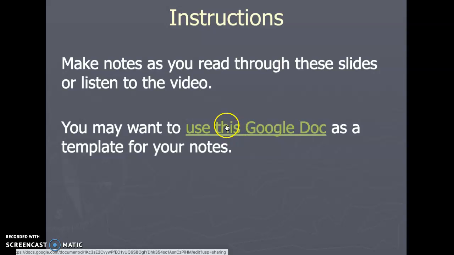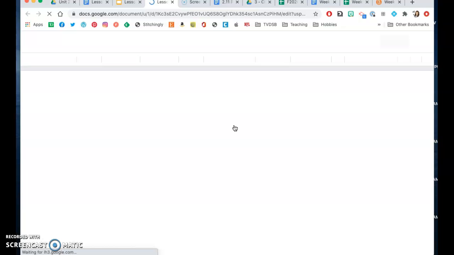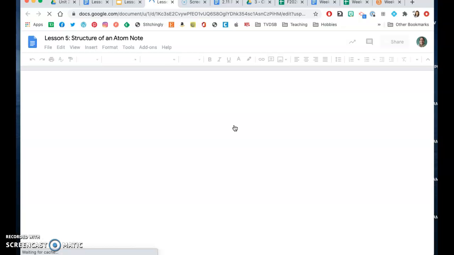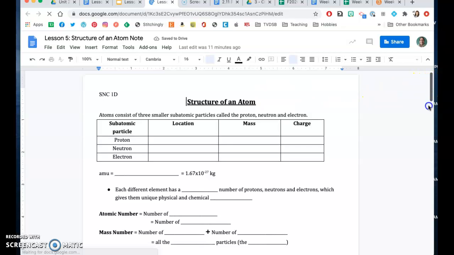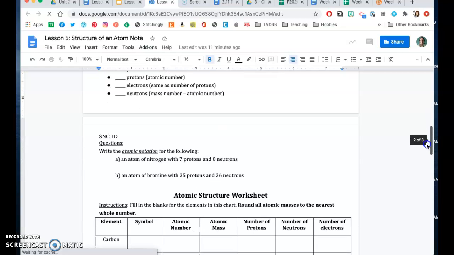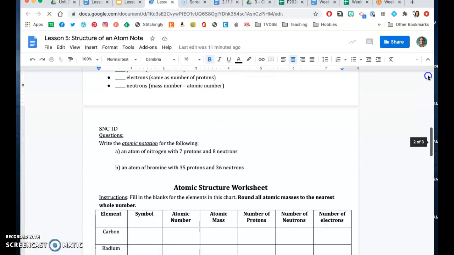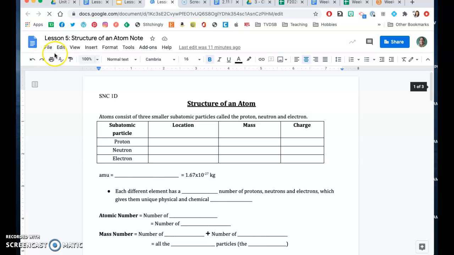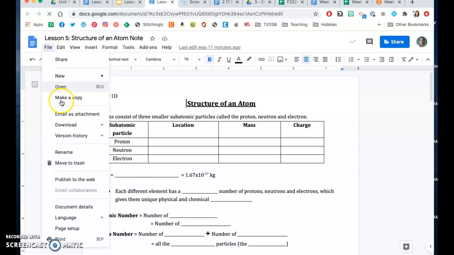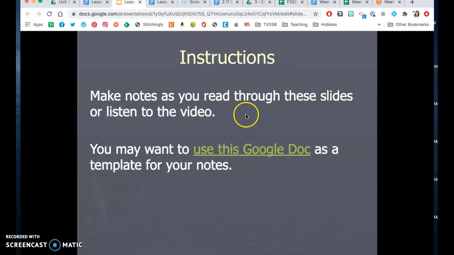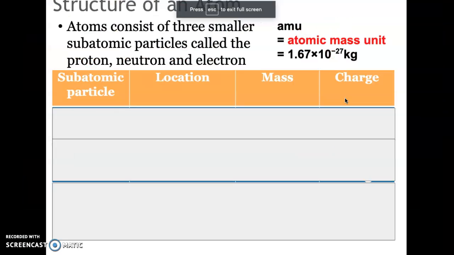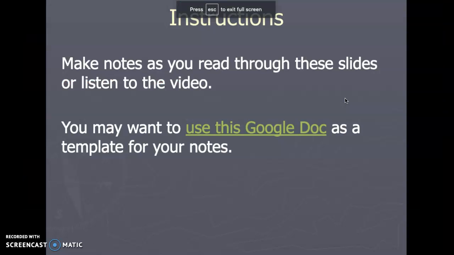If you want to use this, I can show it to you just so you can see what it looks like. And then you can use this as the structure of your note if you would rather. So it looks like this. You can either print it off and then fill it in, or you can make a copy by doing File, Make a Copy, and then copy it into your Google Drive. So let's go back to our lesson here.